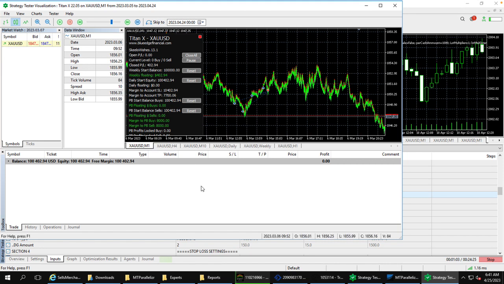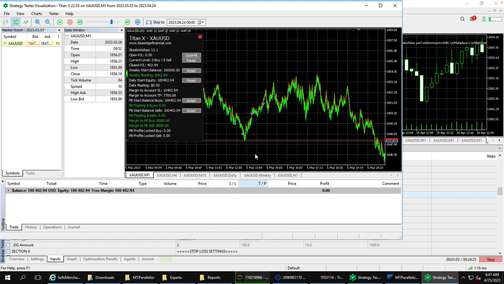Yeah, I think that pretty much covers it. So go in, play with this on visual mode. You can see how it works.